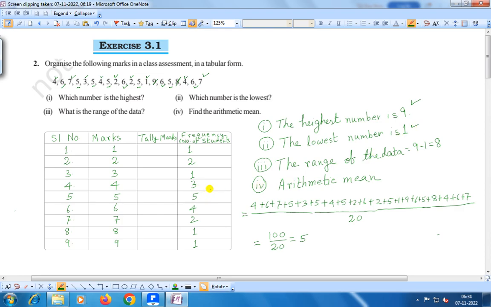Now you have to find the range of the data. Range of the data means highest number minus lowest number. What is the highest number? 9. And what is the lowest number? 1. 9 minus 1, that is 8, is the range of the data, right?